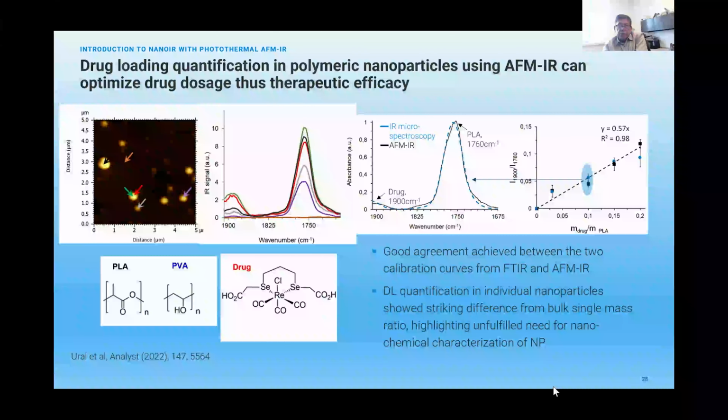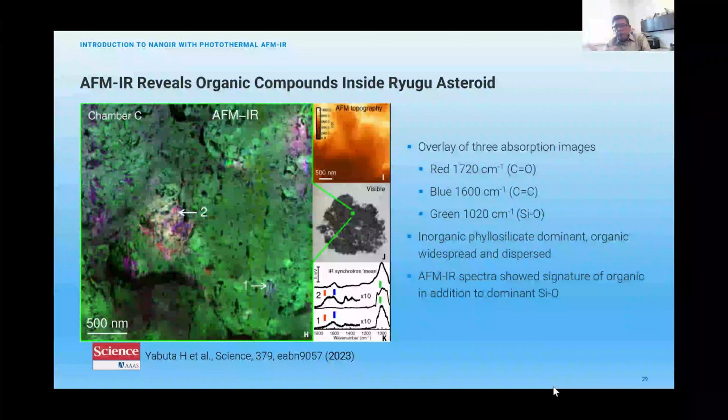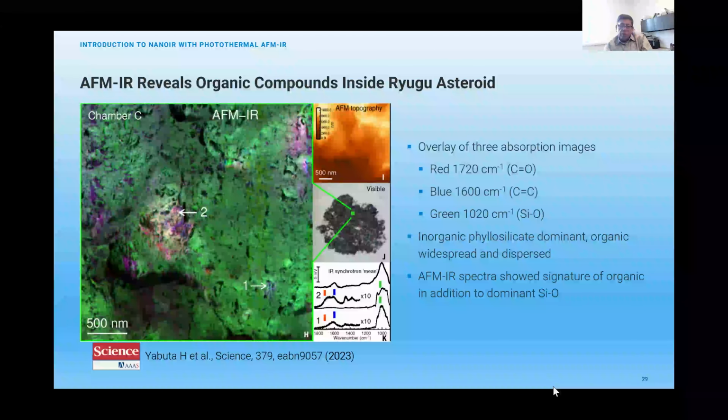You can also do the IR spectrum, so you can do drug loading quantification in polymeric nanoparticles, so you can optimize the drug doses. The whole idea is that you have pharma applications, bio applications, semiconductor applications, and many physical applications. And this is some geological material, where you identify the different bonding structures based on the spectrum. You can see silicon-oxygen bonds, or carbon-carbon double bonds, whatever different types of organic chemicals are present in these materials. You can easily identify them with these types of imaging techniques.